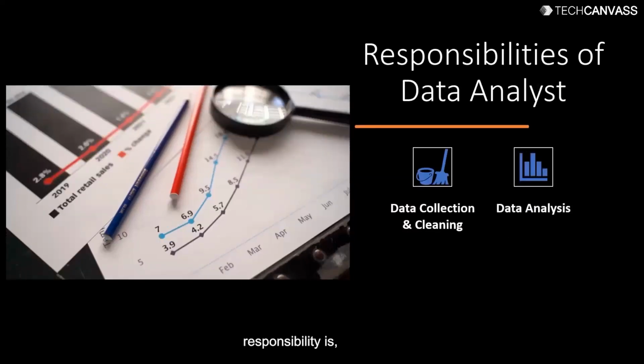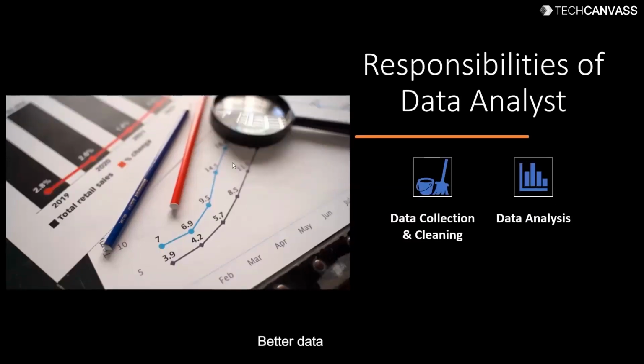The next responsibility is, of course, data analysis, where the analyst needs to use statistical and data analysis techniques to derive meaningful insights from the data which we have collected. Data analysis can help uncover meaningful patterns, trends, and relationships between the data and the variables that may not be apparent at first glance. These insights, after you perform data analysis, enable organizations to identify problems and opportunities, understand customer behavior, and make proactive decisions, of course.